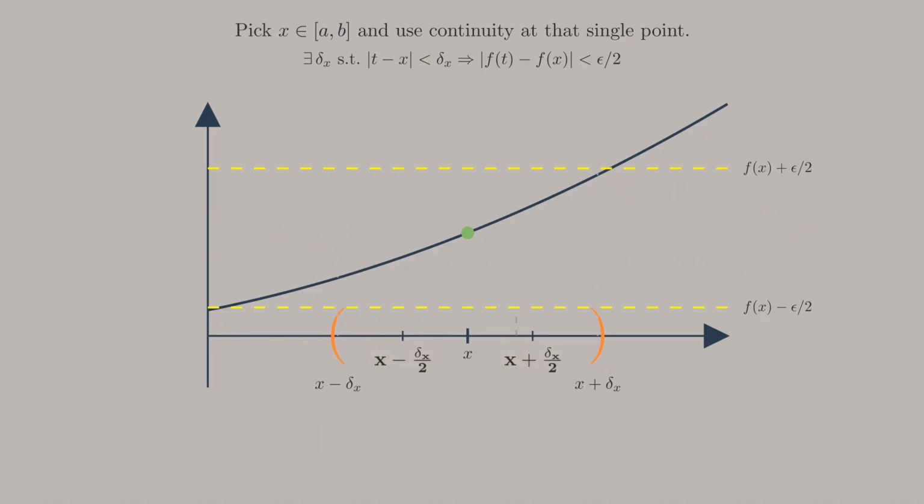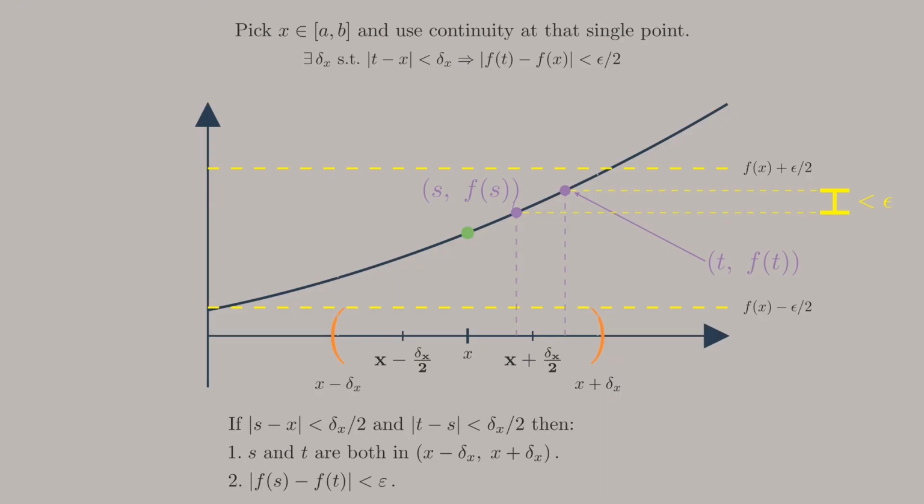Now watch what happens. Let's pick an s within delta sub x over 2 of x, so that's inside this new smaller interval, and then pick a number t within delta sub x over 2 of s. Both s and t are within that original delta sub x interval, so their function values must be within epsilon of each other. So to summarize, if we cut our interval in half, then we can pick one point in the interval, then pick another point delta sub x over 2 away from that point, then those two function values will be within epsilon of each other.